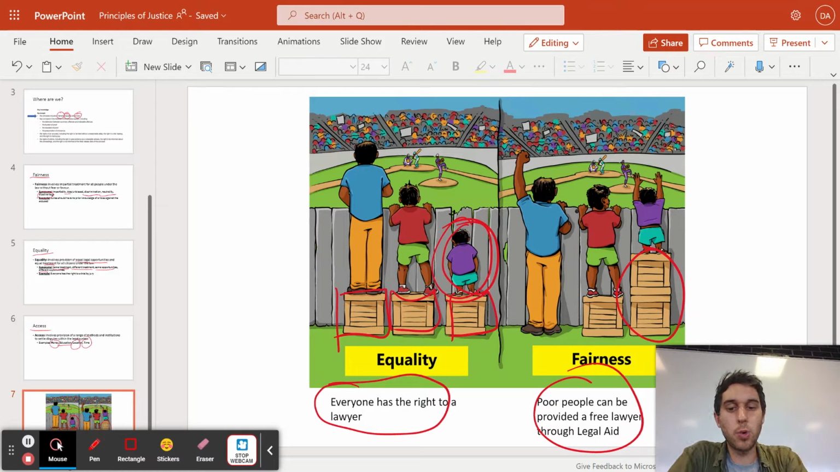So equality is treating everyone the same. Sometimes that can actually be a bad thing. Fairness is about making sure no one is disadvantaged, making sure that no one has any bias against them. So often our legal system is actually looking more for fairness than it is for equality.